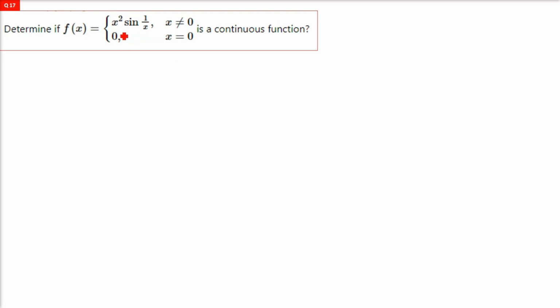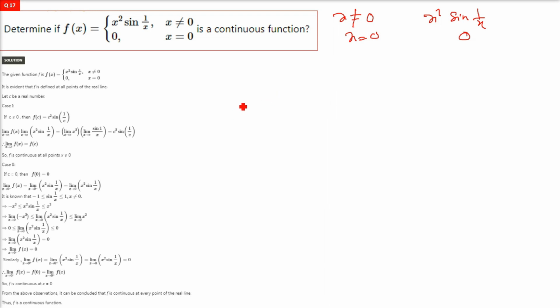Determine if f(x) equals x square sine 1 by x when x is not equal to 0, and 0 when x is equal to 0, is a continuous function. So when x is not equal to 0, you employ x square sine 1 by x. When x is 0, you apply 0. So we have to determine if this function is continuous or not. There are various methods you can apply, which we have discussed earlier in this exercise.